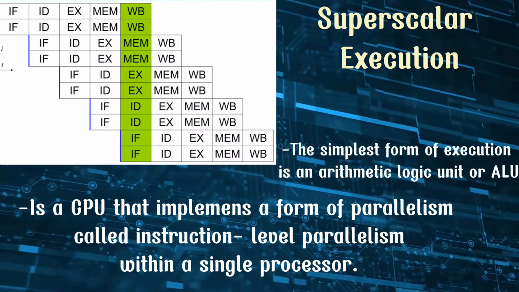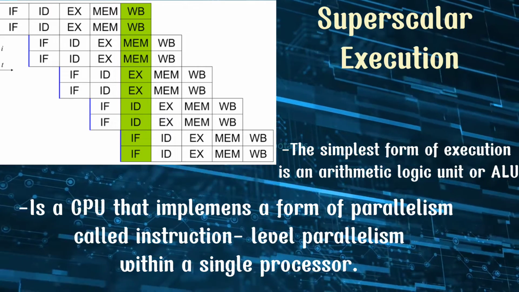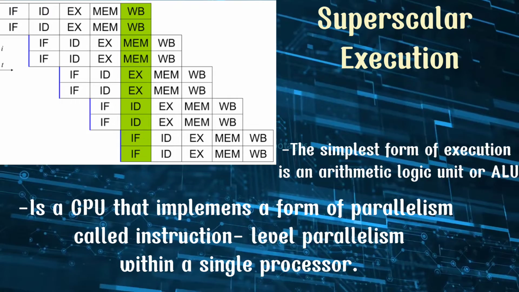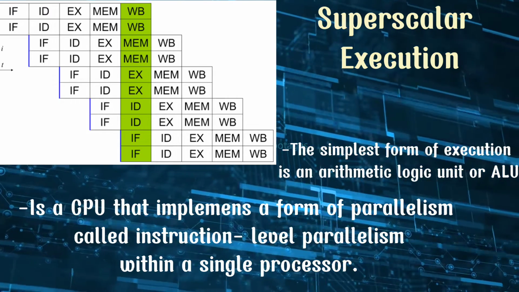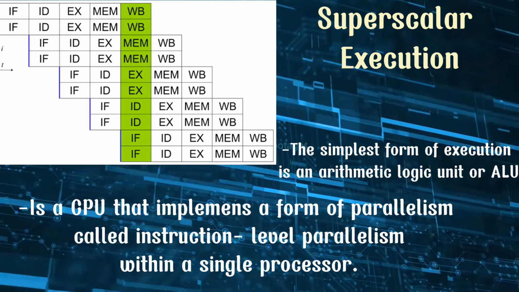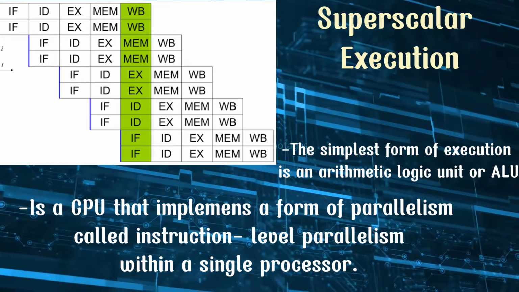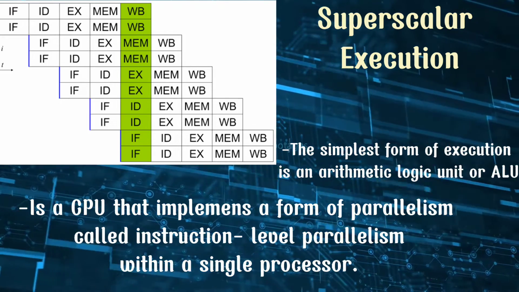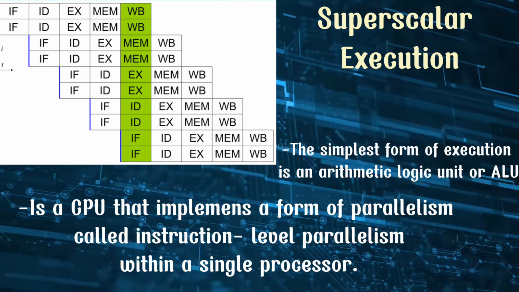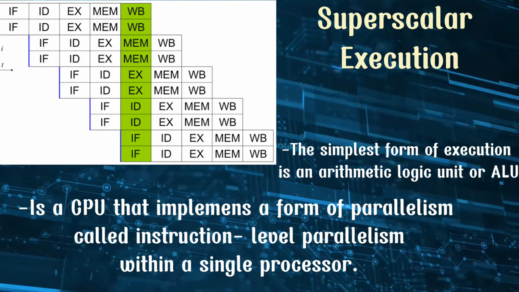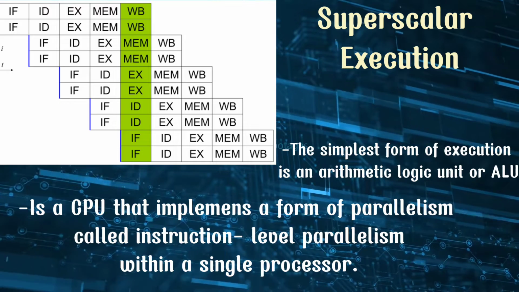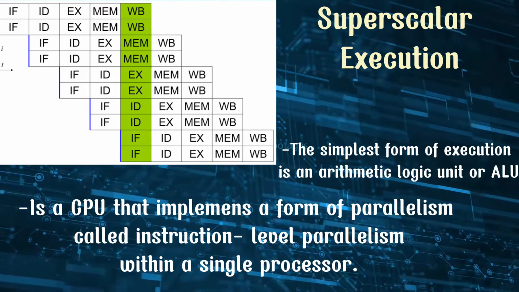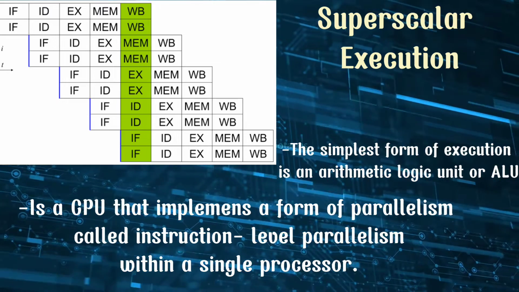Superscalar execution. It is the simplest form of execution wherein the arithmetic logic unit, or ALU, performs adds and subtracts. When the ALU operates in parallel units, this is where superscalar execution is. It is also a CPU that implements a form of parallelism called instruction-level parallelism within a single processor.